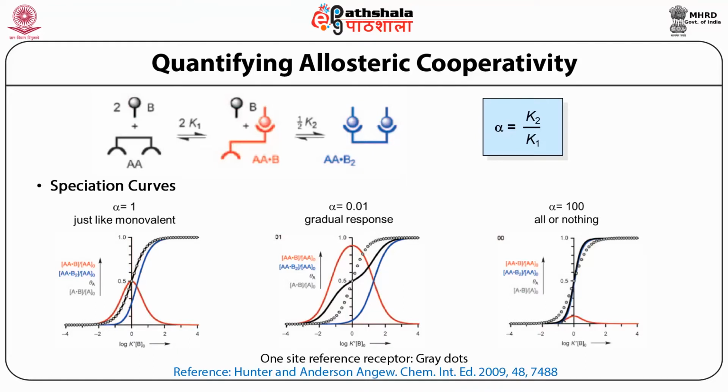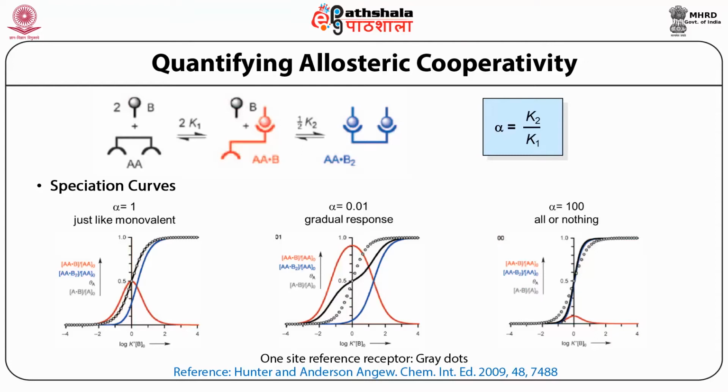If you look at the first curve, where I introduce all the different traces, the blue trace shows the final, completely bound product. The red one shows the concentration of the intermediate, and theta A, the black line, shows the binding site occupancy. The gray dots are the one-site reference receptors, the reference system we talk about. Now when alpha equals 1, it's just like the monovalent case.